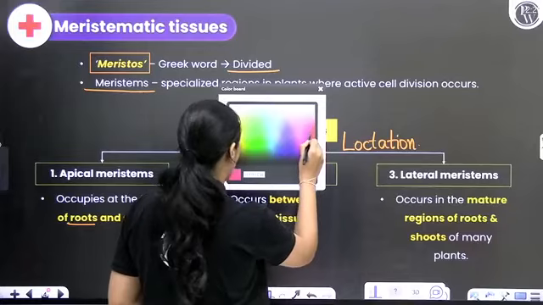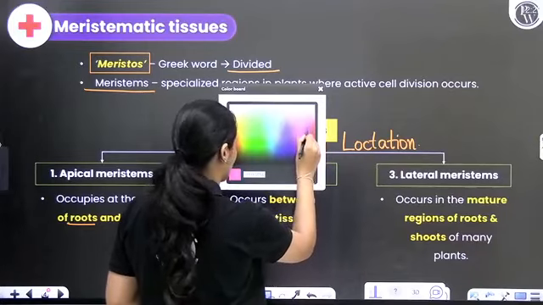This is too bright pink. I want a nice light pink.